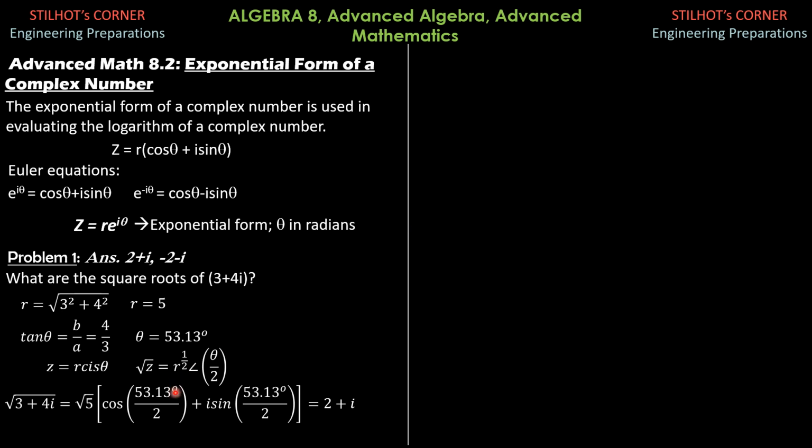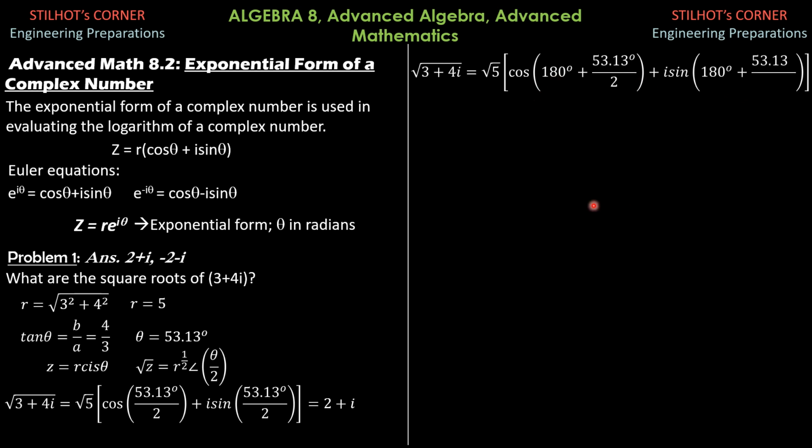For the second root, we have to add 180 degrees here, 360 degrees over 2, or 180 degrees. So still, square root of 5 times cosine of 180 degrees plus 53.13 degrees over 2 plus i sine of the same angle, 180 degrees plus 53.13 degrees over 2. So using your calculator, it is negative 2 minus i. Therefore, the square roots of 3 plus 4i are equal to 2 plus i and negative 2 minus i.